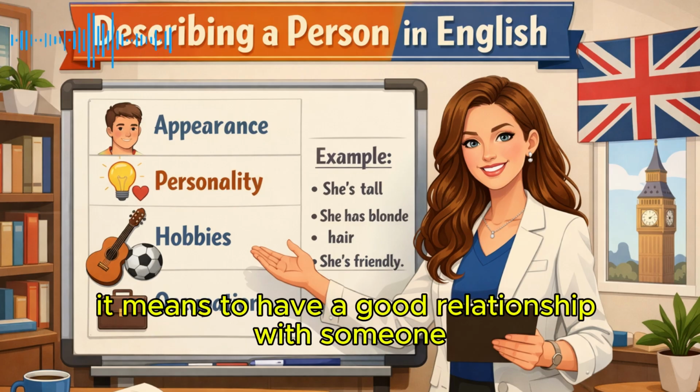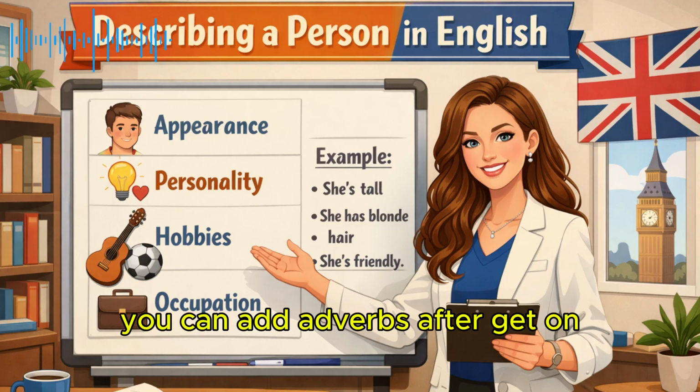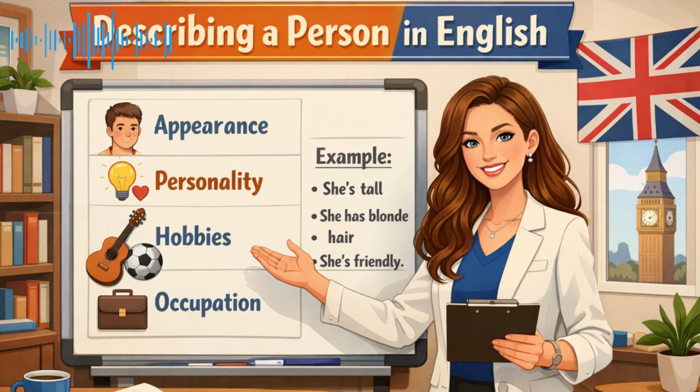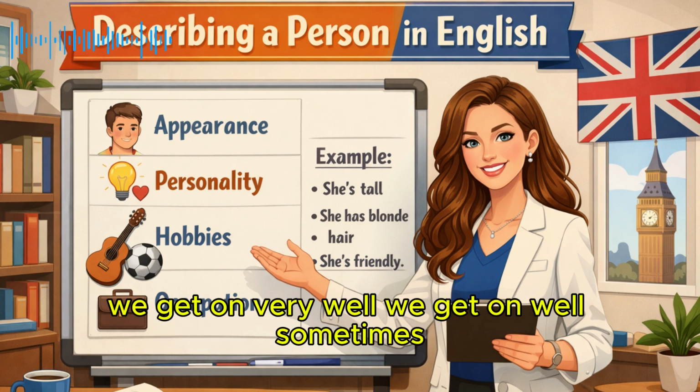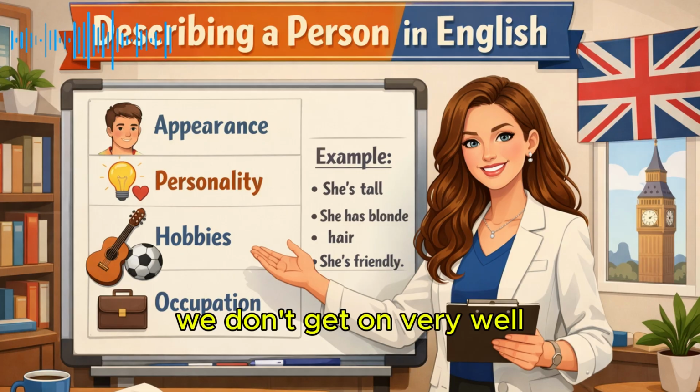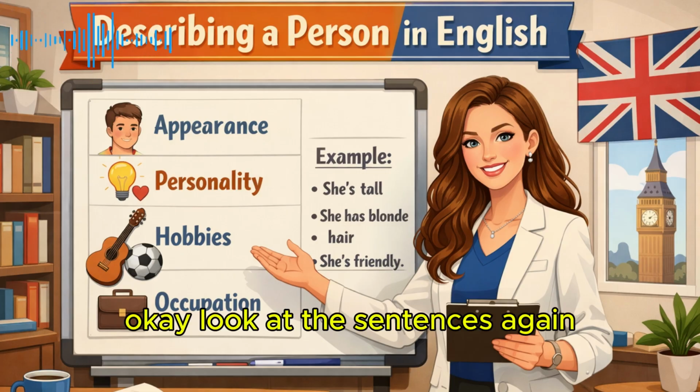By itself, it means to have a good relationship with someone. You can add adverbs after get on to give it different meanings. For example, we get on very well. We get on well sometimes. Or you can make it negative. We don't get on very well. Okay, look at the sentences again.